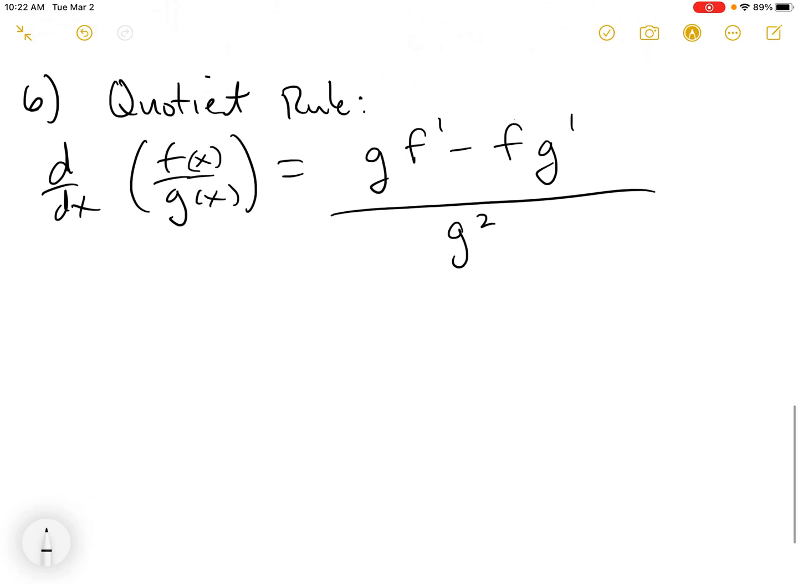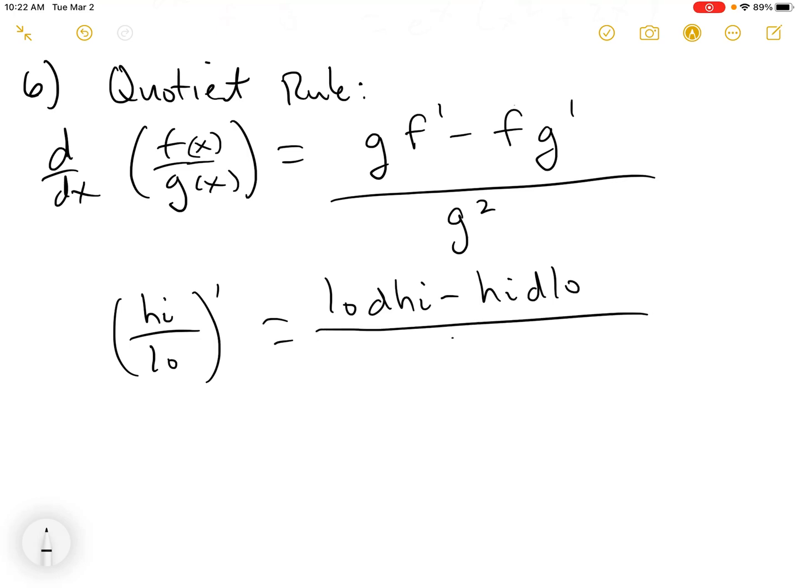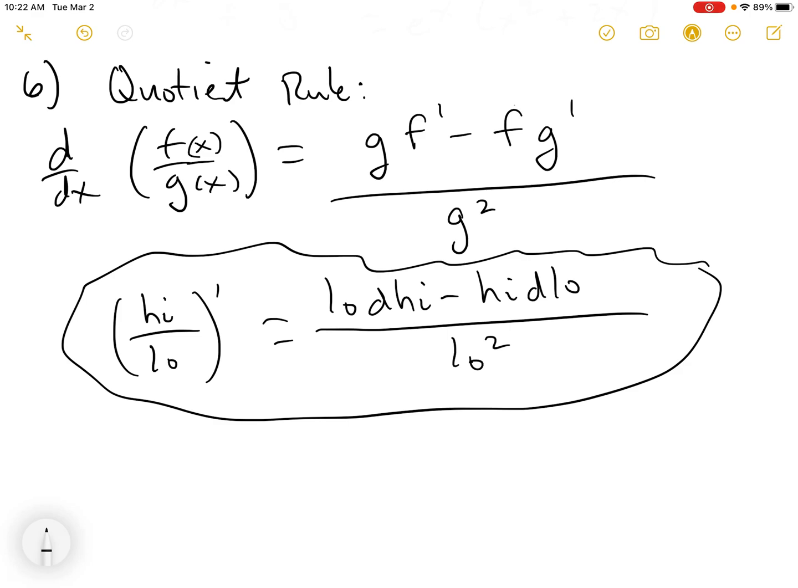Now, that's not how I remember it. I go like this. I call the f function the high function and the g function the low function. And the derivative is low d high minus high d low all over low squared. That's how I learned it back in the golden ages. And that's how I still remember it. Low d high minus high d low. If you go on YouTube, you'll find some geeky songs and videos that have this low d high, high d low. It's like a country western thing.